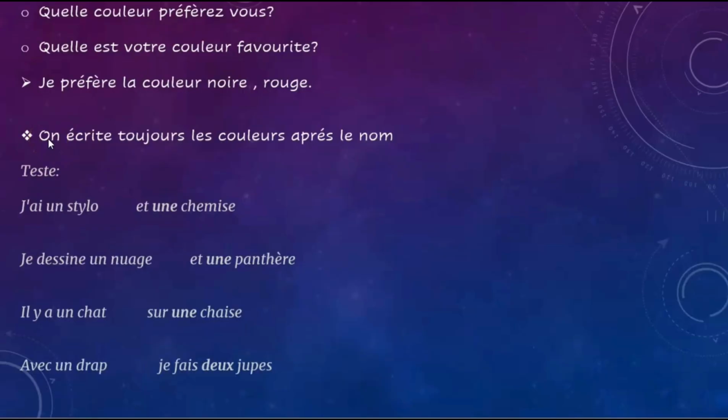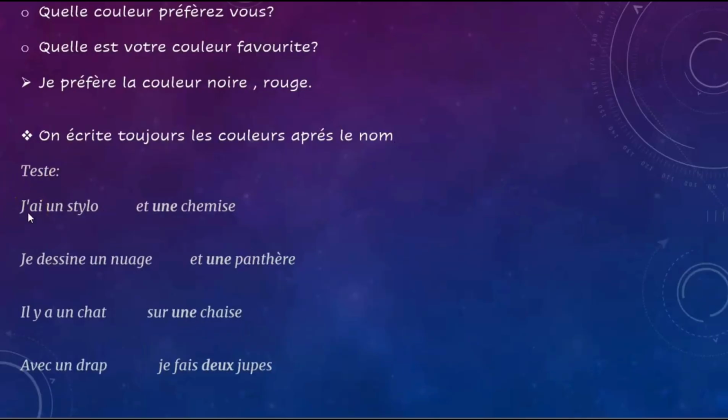Now, before starting the test, I want to give you all an important point. It's basically a rule. On écrit toujours les couleurs après le nom. Which means we have to write colors always after the noun. In French, when we use colors in the sentences, we use colors after the noun. It is not like English. In English, we say this is the black pen or this is the white board. Color is always first and then the noun. But in French, it would be like this is the board white. This is the pen blue. So the color would be after the noun. Okay? We'll take this test so it would be clear to you all.